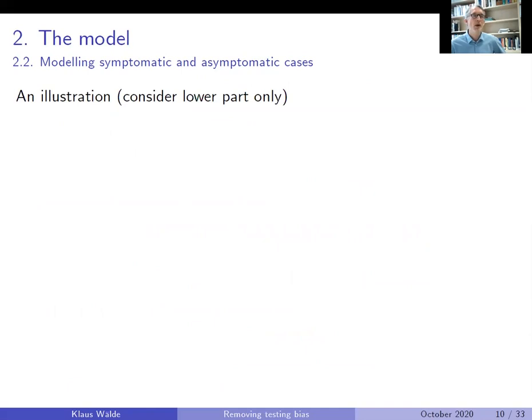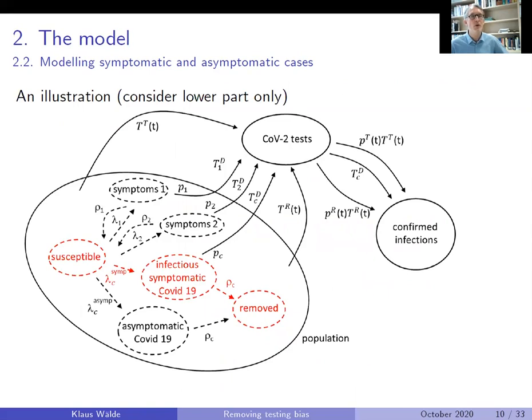When you want to have this in mind or get a more intuitive idea, let's look at the following figure. Let's look first only at the lower part. The red part is the textbook SIR model: susceptible, infectious, and removed. Now we add here with this black circle the asymptomatic cases. Here are the rates with which individuals get infected, and here are the outflows. So individuals recover or some die. So this is the extended SIR model as we have seen it so far.